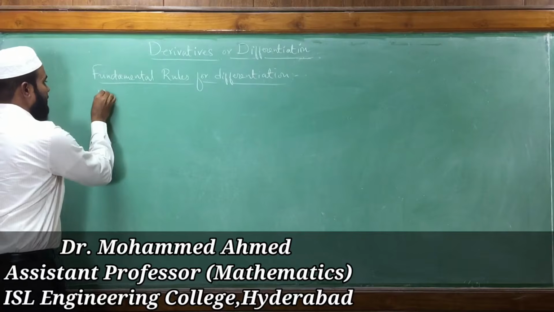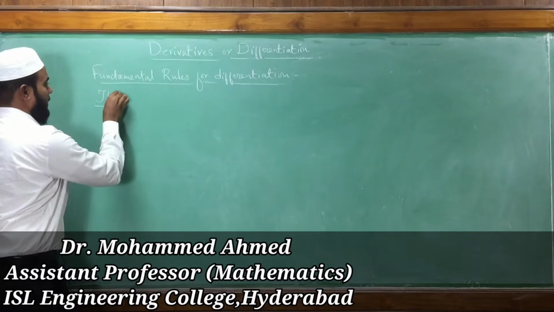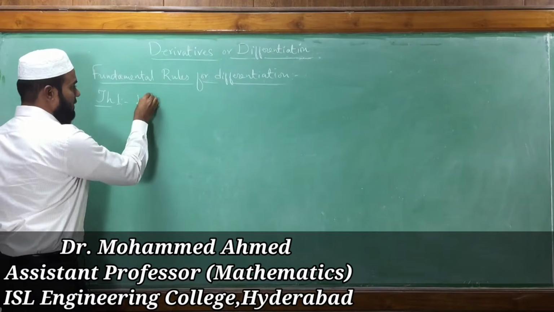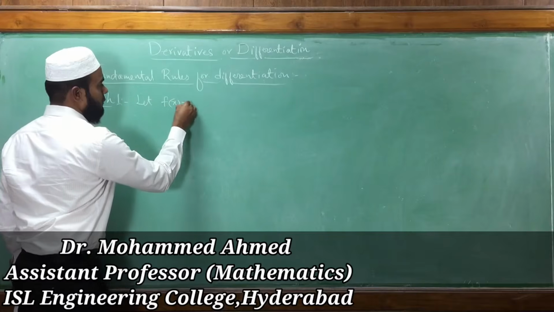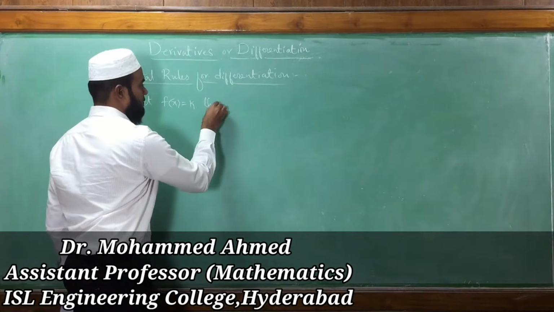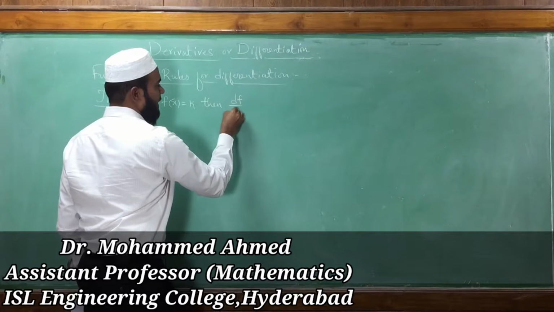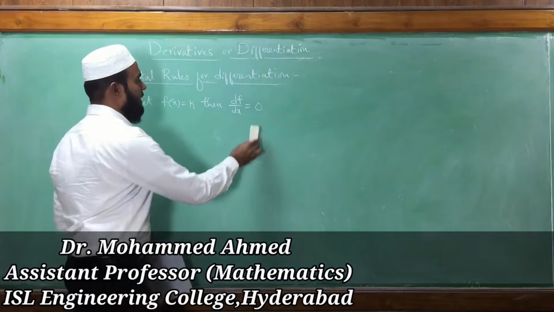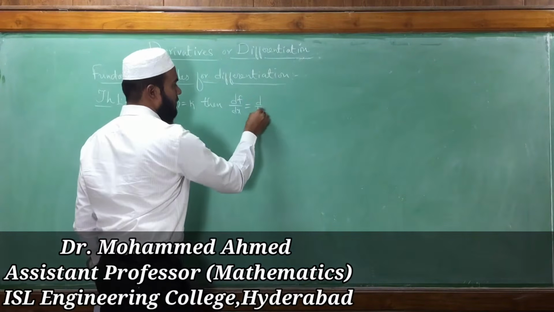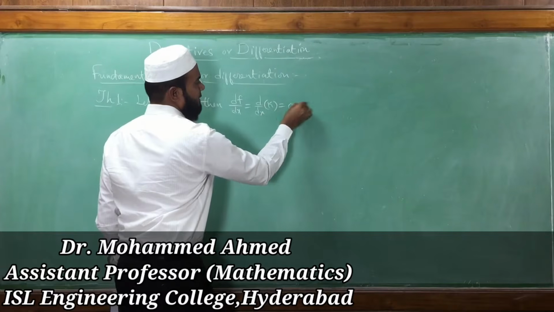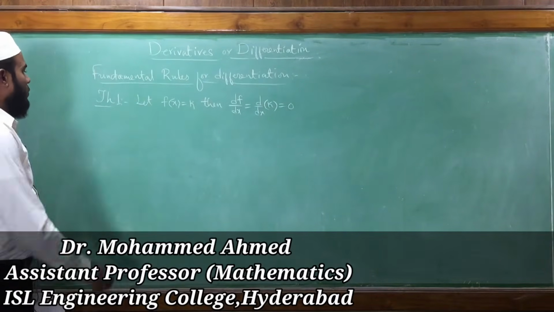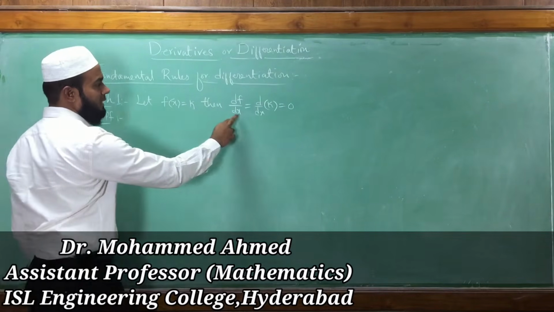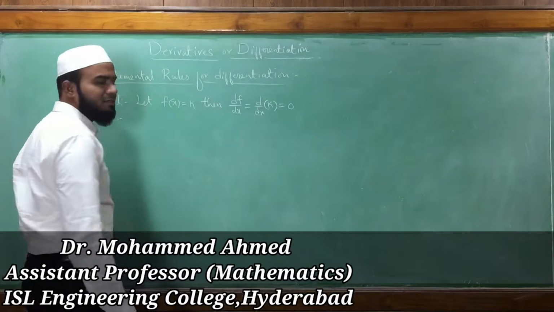Now in this, the first one is theorem 1, which is a rule. What does it say? Suppose I have a function, let f of x equals k, then df by dx is nothing but 0. That is the derivative of a constant. You can even write it as d by dx of a constant is 0, right? So how to prove this? The function is given, f of x equals constant, and we have to show that the derivative of this is 0.